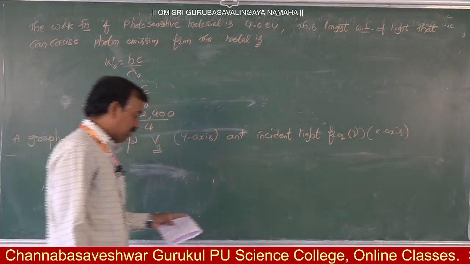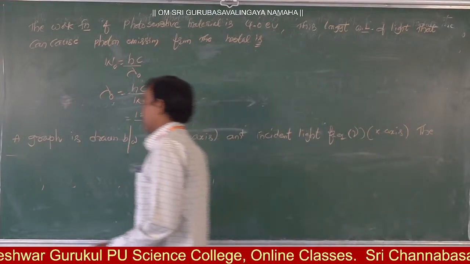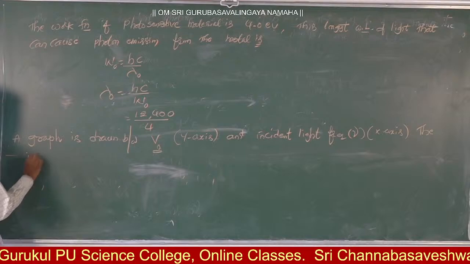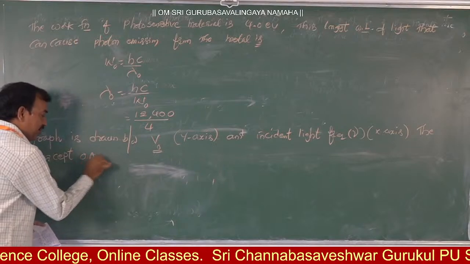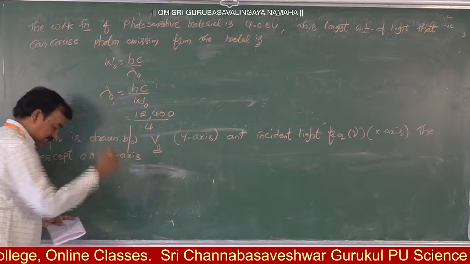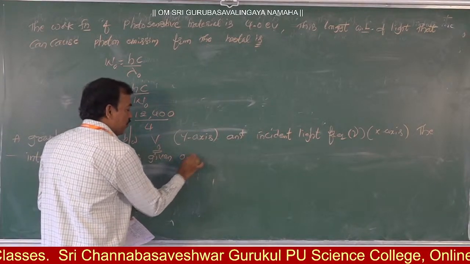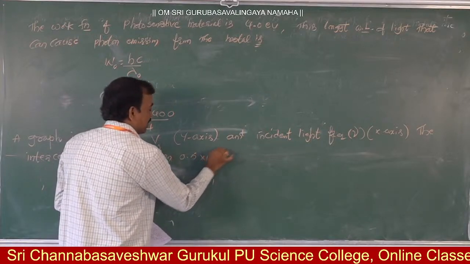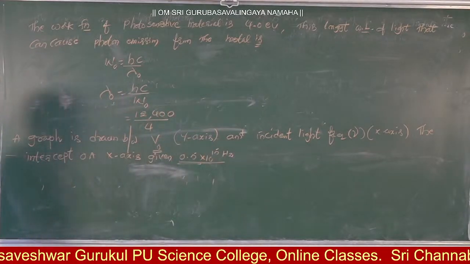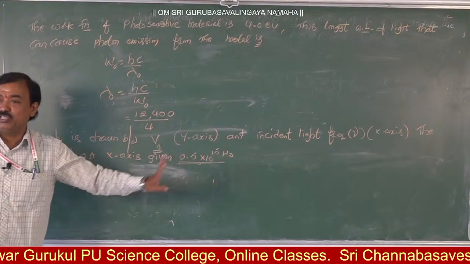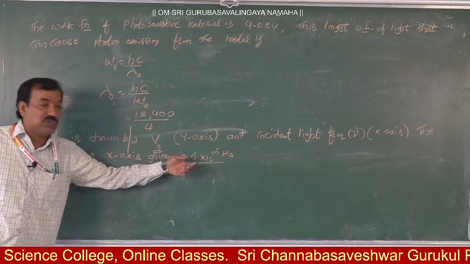Now the intercept OA on the x-axis is given as 0.5 into 10 to the power 15 hertz. Just imagine what the value of this 0.5 into 10 to the power 15 hertz is. If you know this value, the sum is very simple and very easy. It depends only on your thinking capacity.